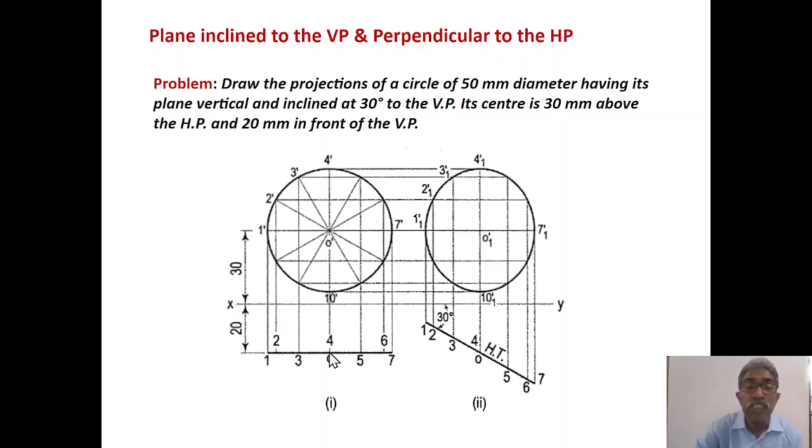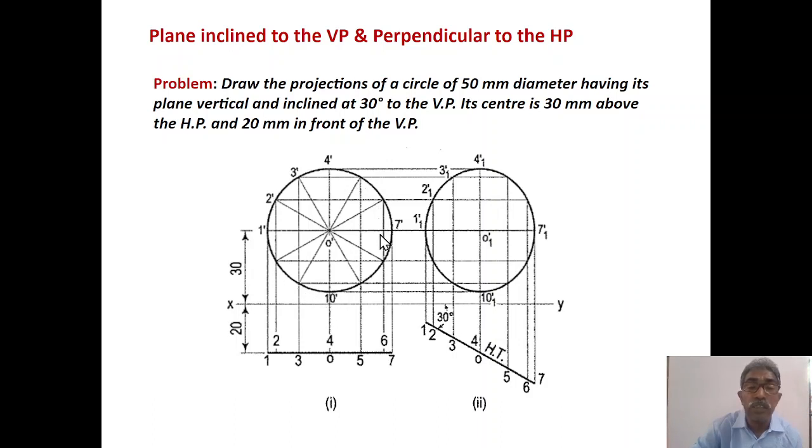If suppose the center of the circle is not given, then there is no question, you can draw the circle anywhere, at any distance above the xy line. But here the center is specified, therefore you have to draw the circle about the center. Take the center O dash, and here the diameter is 50, that means radius 25, and draw the circle there. A circle doesn't have corners or edges, only a curved surface.